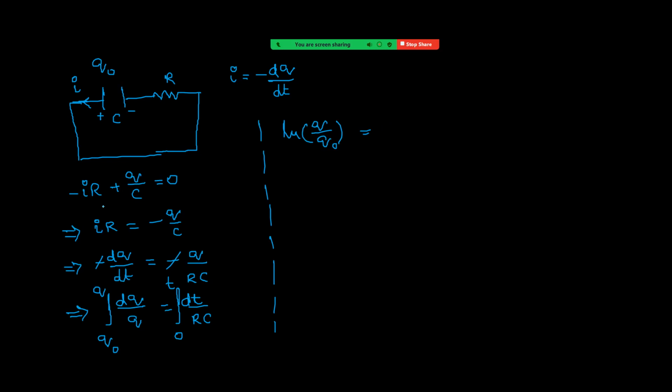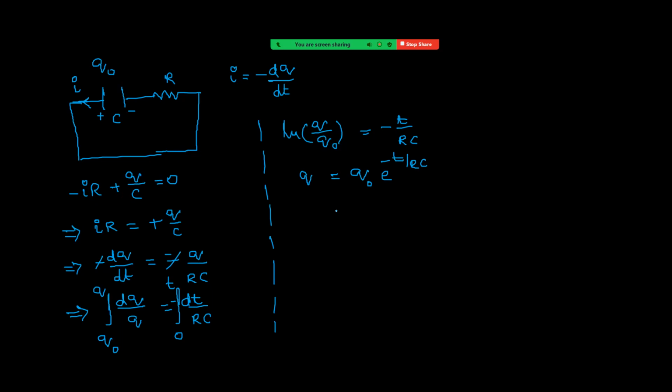Minus IR. Wait, I think I made a mistake here. Minus, it is a plus. So here it should be minus, so it should be minus t by RC. Okay, a small mistake here. It is minus IR plus Q by C equal to 0. Then IR equal to Q by C, right? IR equal to Q by C, not minus. So we get minus here. It is now Q equal to Q naught e power minus t by RC.